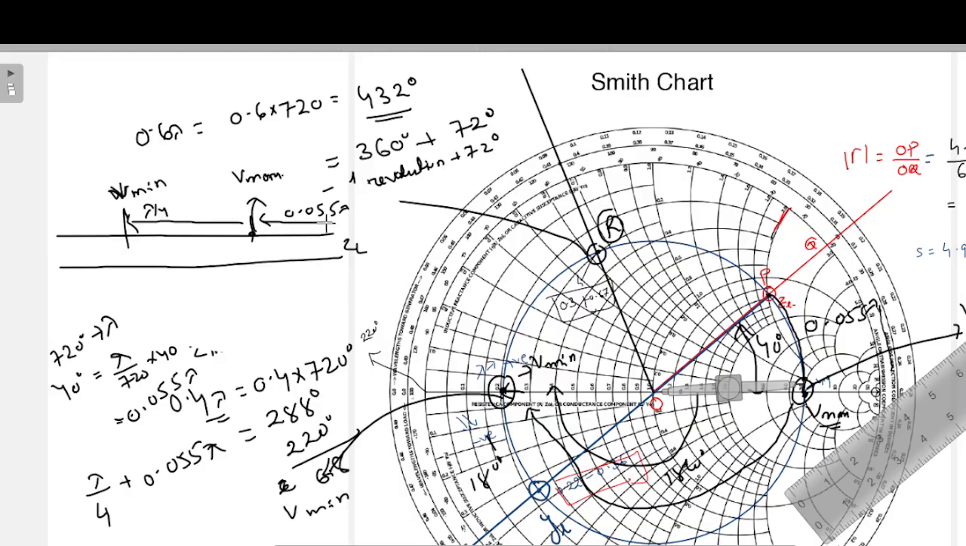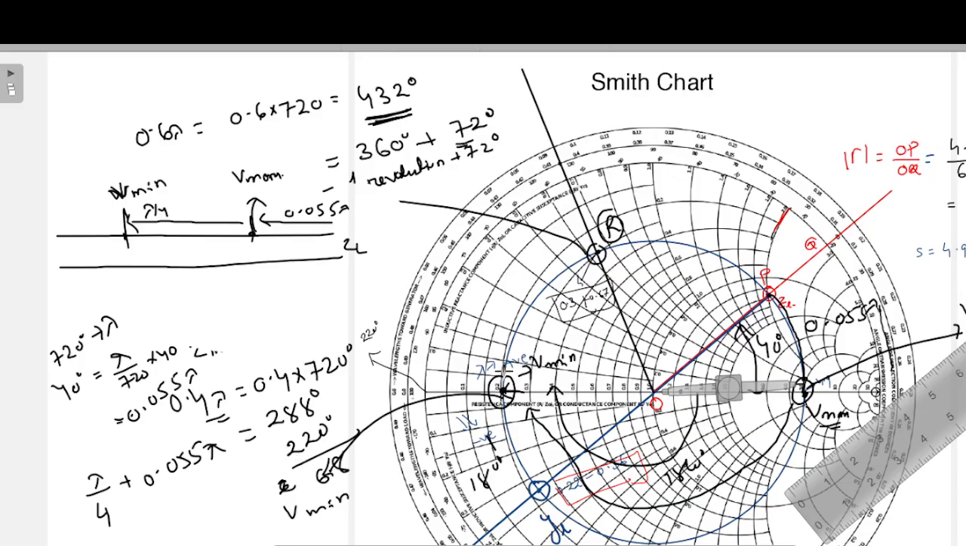So here 0.055 lambda plus lambda by 4 will give you the V minimum. Now you see, according to our length, we should have a complete revolution plus 72 degrees. So how much degree have we already completed? 180 degrees plus 40 degrees, so 220 degrees completed.